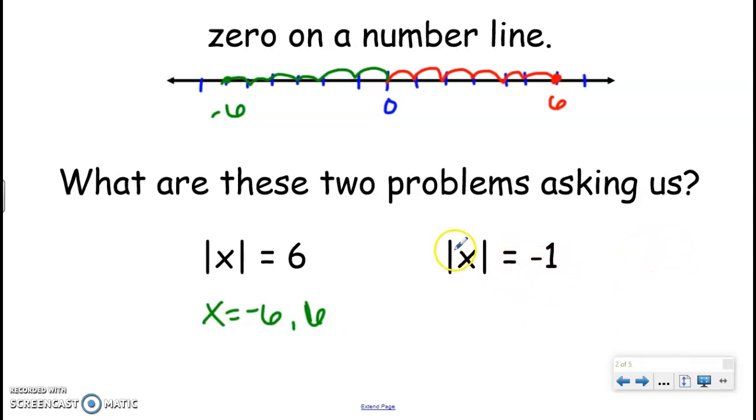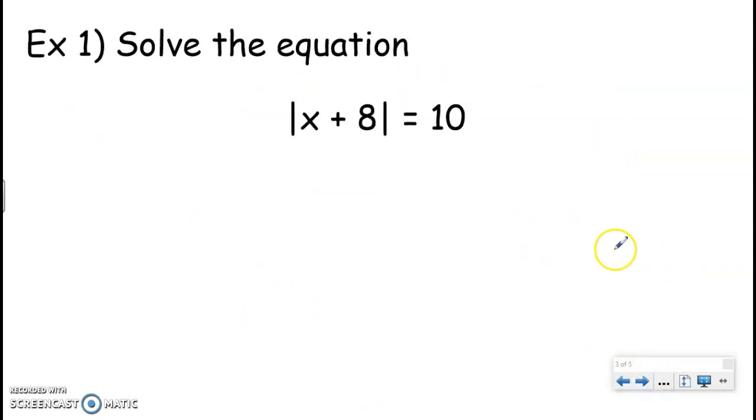Okay, the second one is asking us what numbers are -1 units from 0 on the number line? And just remember that you can't actually take -1 steps on the number line. You can go 1 step to the left, but you can't go -1 steps. So that's actually no solution. Okay, so we're going to go ahead and solve this equation.